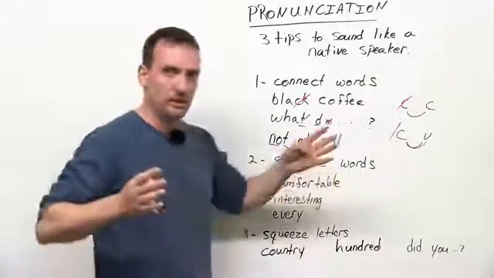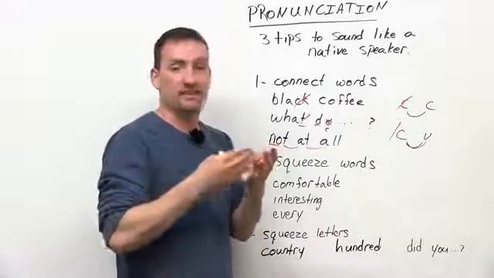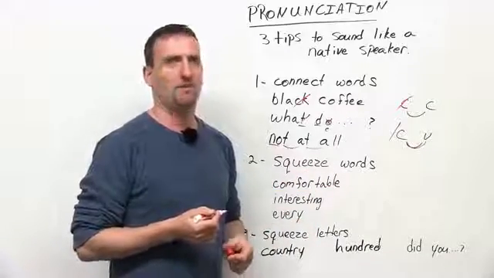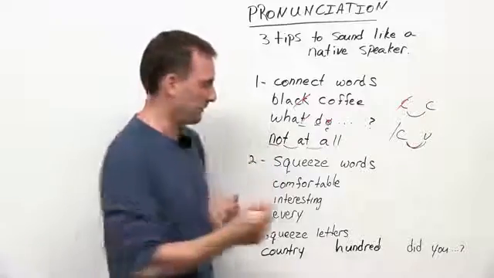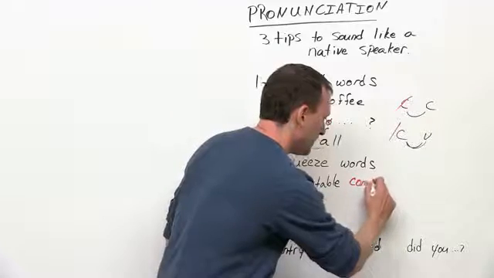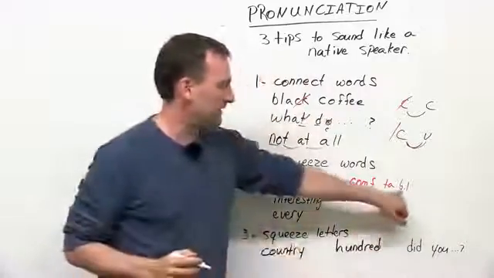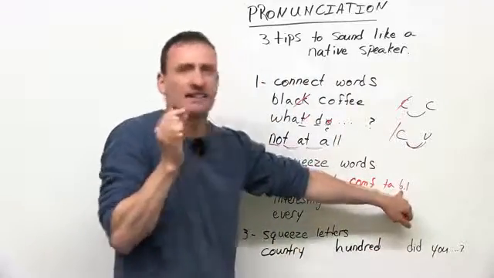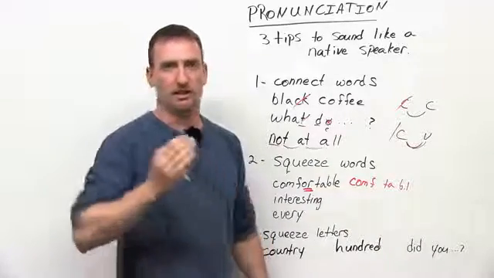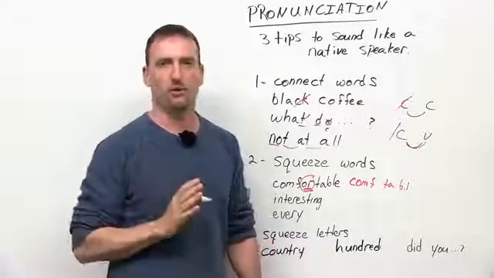Another thing we do is we squeeze some words, okay? Certain words, we don't say all the syllables. We don't even say all the letters. I've heard many students say, comfortable. But native speakers, we don't say this part. We don't say the or. We say comf-ta-ble, and notice the last sound is like a small, tiny little I in there. Comfortable. Okay? We don't pronounce the or. Comfortable. No, don't do that.